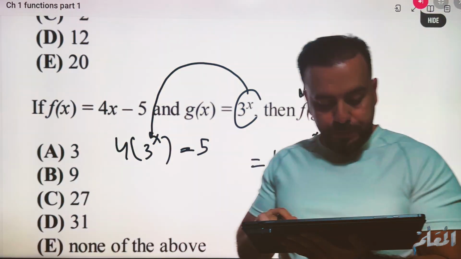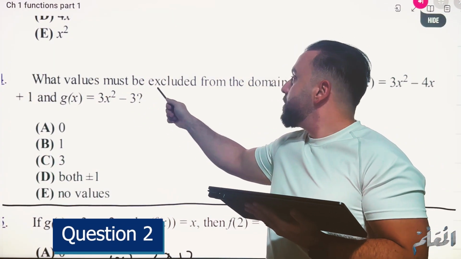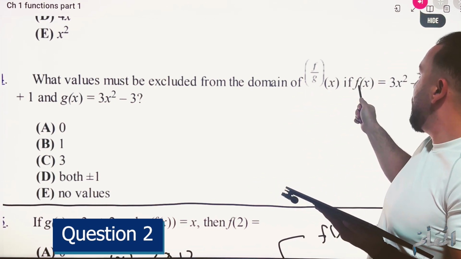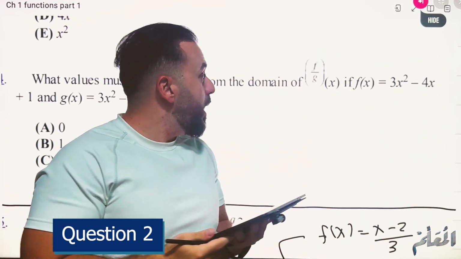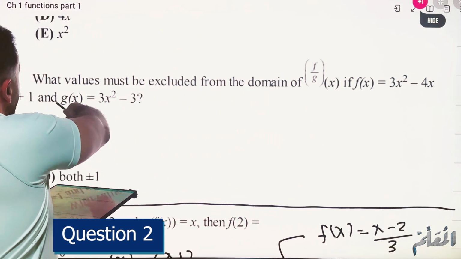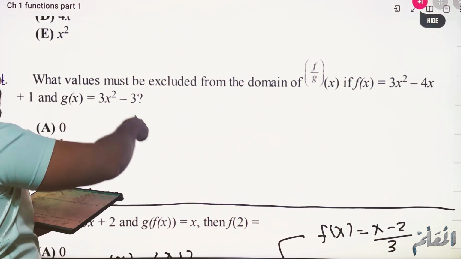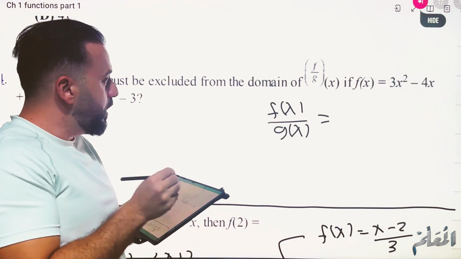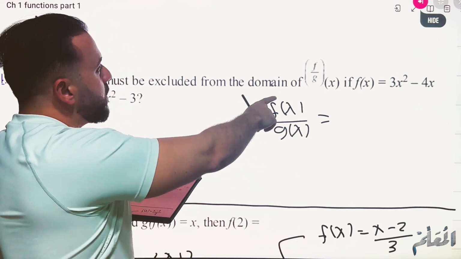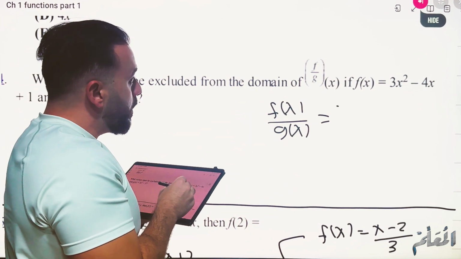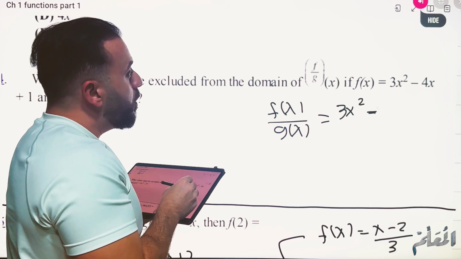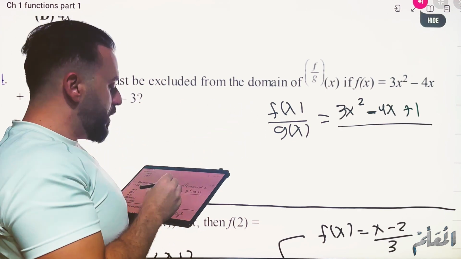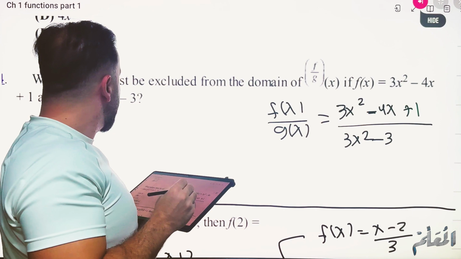We'll go for question 2 now. What values must be excluded from the domain of f over g of x if f of x is equal to 3x squared minus 4x plus 1, and g of x is equal to 3x squared minus 3? So if I put f of x over g of x, as you can see here in the question, I'm going to do it step by step. 3x squared minus 4x plus 1 all over g of x, which is 3x squared minus 3.